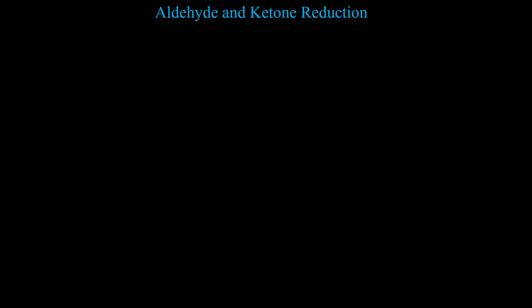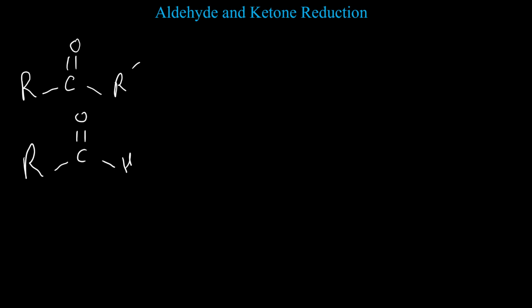In this video, I'm going to talk about reduction of aldehyde and ketones. Aldehyde and ketone contain a carbonyl group in their structure. In both of these compounds, we have a carbonyl group, and oxygen in the carbonyl group has more electronegativity than carbon. So oxygen pulls electron density away from carbon to the oxygen, and oxygen gets a partially negative charge and carbon has a partially positive charge.